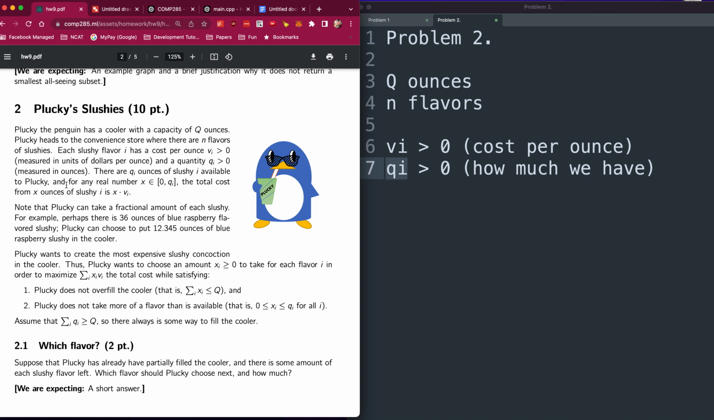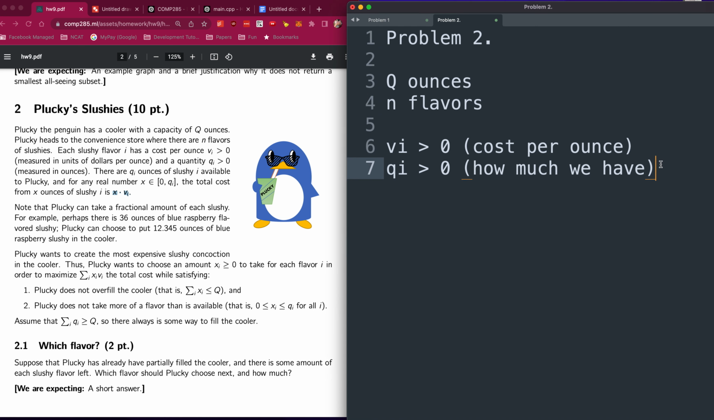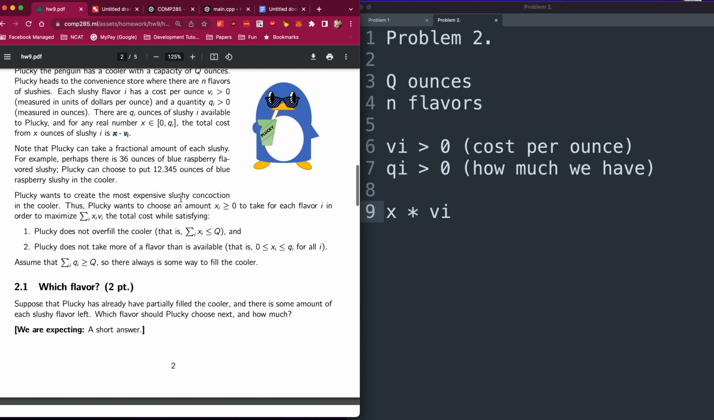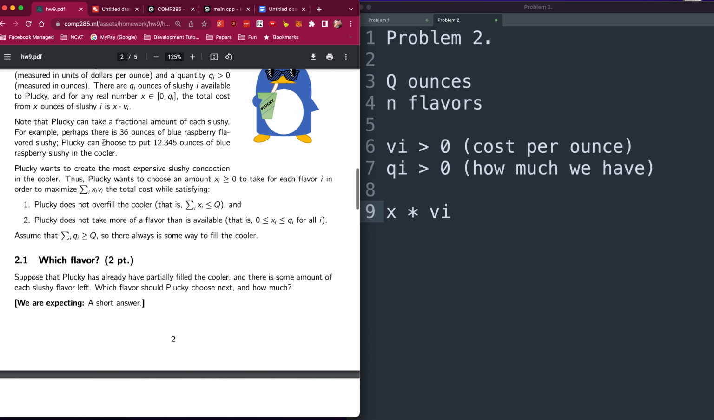And we also know that the cost of taking that much slushy is x times v_i. So if we take x amount of slushy i, if we take 5 ounces of slushy i, as long as there are 5 ounces to take, then the total cost is going to be the 5 ounces times the cost per ounce, right? Cool.